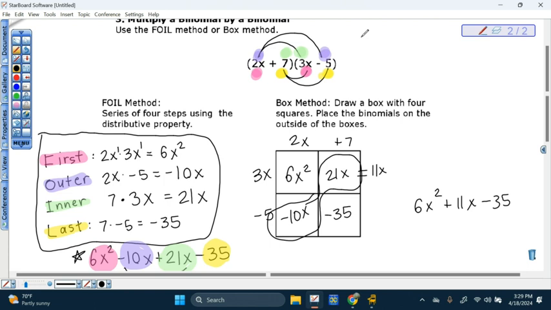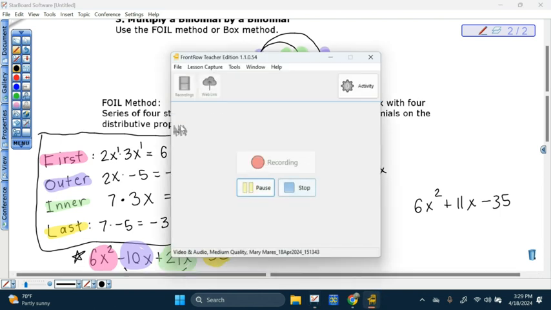Right. What other questions do you have? Anything else? Okay, we're gonna get some practice in. I want you to work on all three.